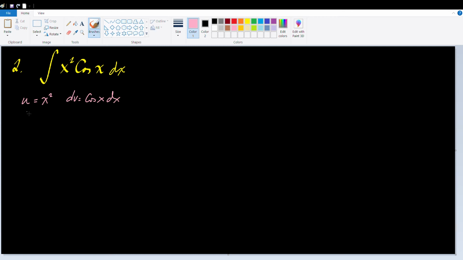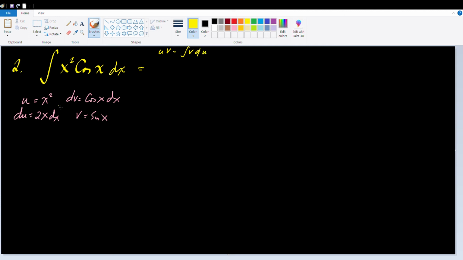Alright? Our du, we take the differential of x squared, which is 2x dx, and then we integrate cosine x dx, which is sine of x. Of course, there is a constant, but we will just reserve that constant in our final answer. So, the answer should be uv minus the integral of v du.